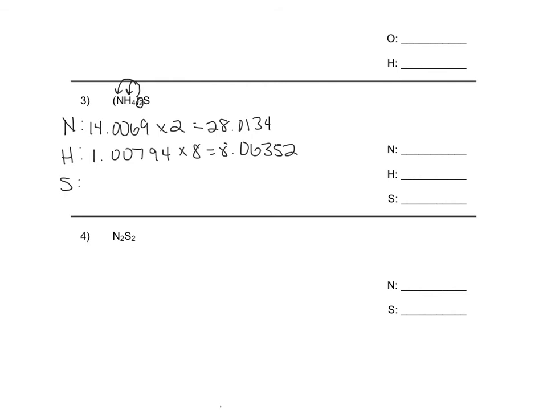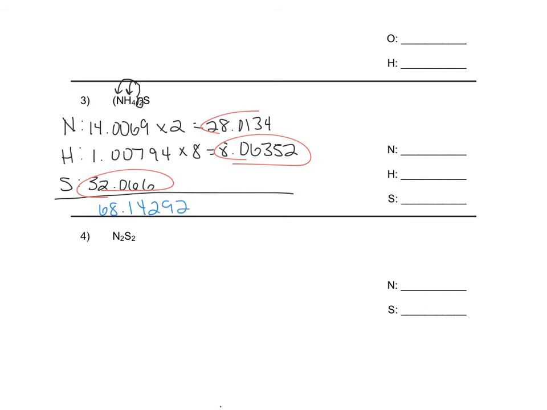And notice that I'm using a lot of decimal points. The reason why is because that's going to get me a more accurate answer. As long as you're in the ballpark of where the answer should be, I'm not going to take points off, but you really don't want to be rounding too terribly much because then you're going to get an answer that isn't very accurate. And then we only have 1 sulfur, so that's 32.066. So we're going to add up all of these things together, and the answer we get for our overall mass is 68.14292. So that's my overall mass.